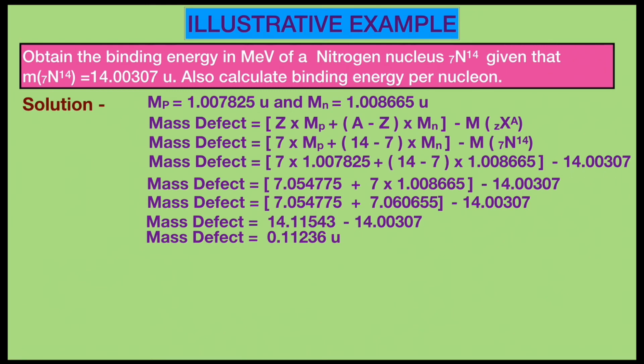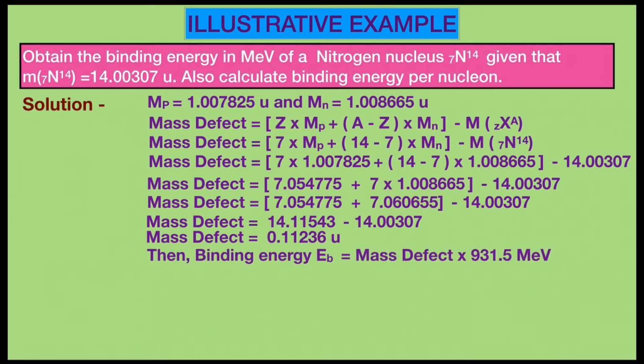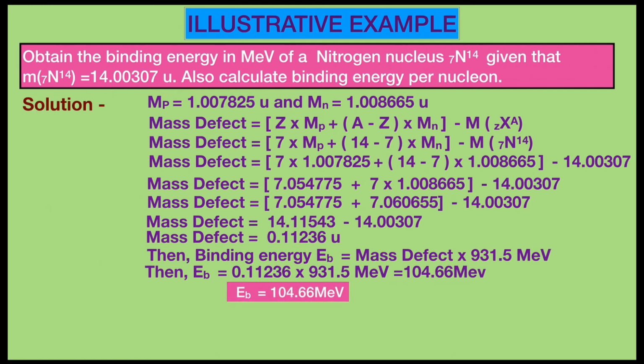Now we have to find out binding energy. We will use the formula for binding energy. EB is equal to mass defect into 931.5 mega electron volt. So we replace the value of mass defect, which is 0.11236 and 931.5 as it is. After multiplying, we get 104.66 mega electron volt. So this is the binding energy. EB is equal to 104.66 mega electron volt.